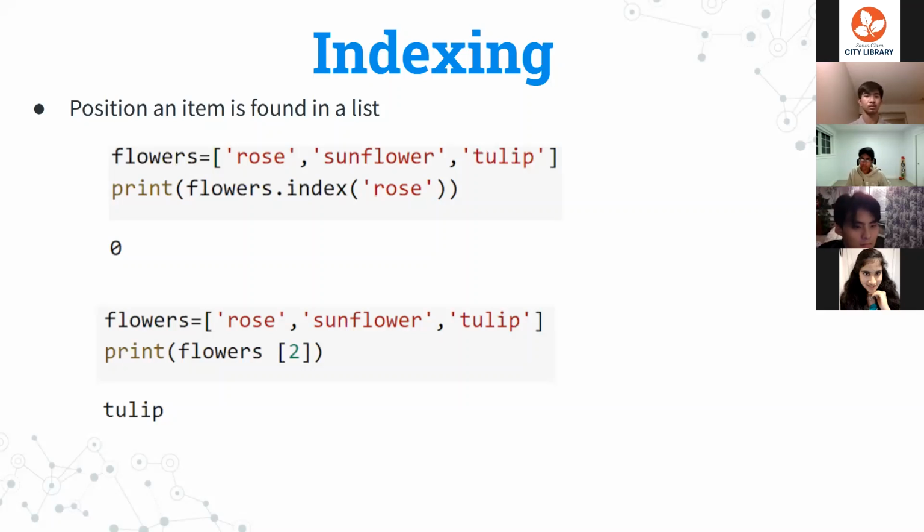Now, based on the index, we can also find the term that occupies that position. For example, in the second example, we have print flowers, and then we have square brackets, and we have the value 2 inside. What this does is it looks for the item in the second position in the list flowers. So in this case, roses in the 0th position, sunflowers in the 1st position, and tulips in the 2nd position. So this would output a value of tulips.